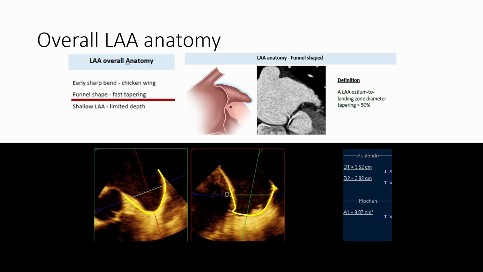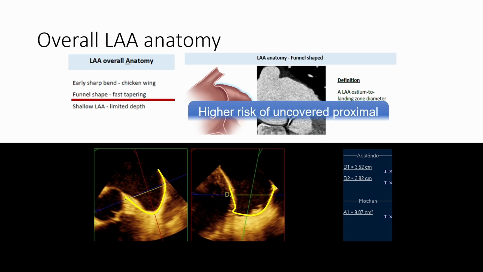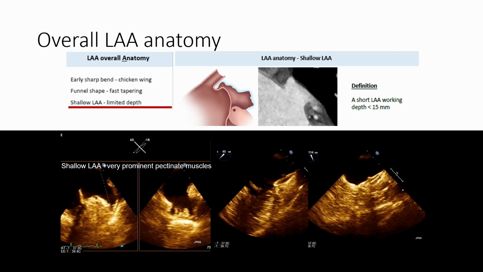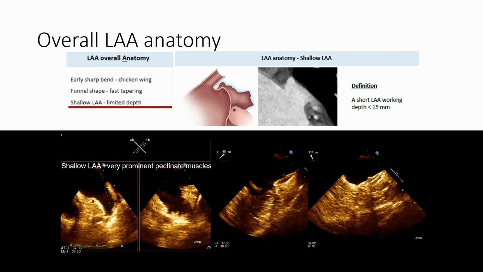So cases like that, funnel shape, fast tapering, might be difficult because you have to look for your landing zone, and you have to make sure, for example, if you use a double disc device, that you really cover the ostium. And it might lead to a situation where you have some uncovered proximal areas, and again, a higher risk of maybe a peri-device leak.